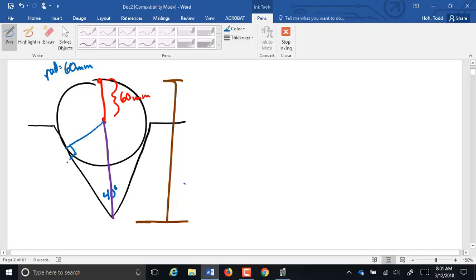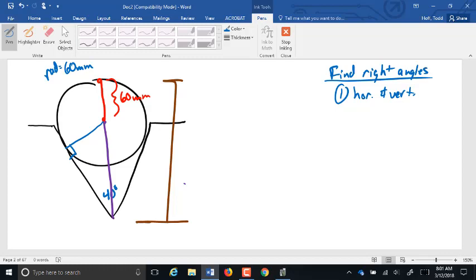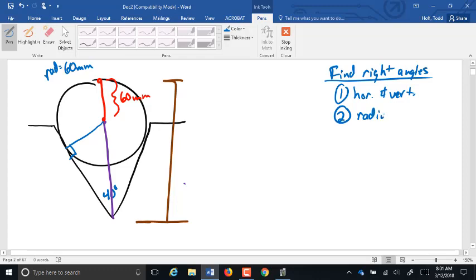We have to look for right angles in these figures. There are two strategies to find right angles. The first one is look for things that have to be horizontal and vertical. They're going to be right angles to each other. Horizontal is always at a right angle to vertical. The second thing we look for is a radius of a circle to a tangent. And that's what we have here, is a radius and a tangent.